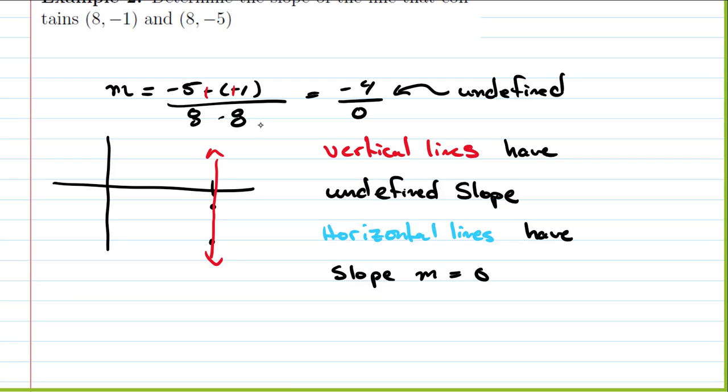So in the previous example, you guys found the slope, and what was our slope? 0. So the line would have been horizontal. If you ever end up with a slope that is undefined, it means that the line was actually vertical. So it goes straight up and straight down.